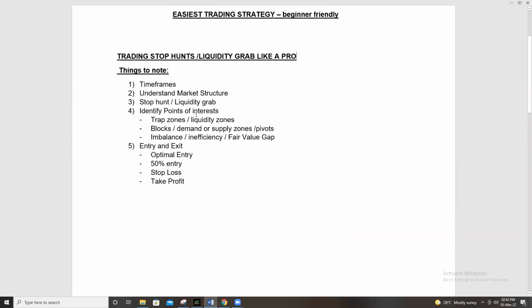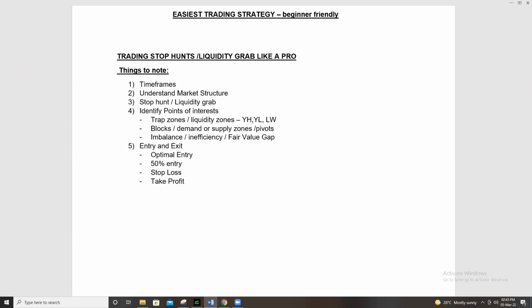Then we have identifying points of interest. Now, when we talk about points of interest, these are the trap zones or the liquidity zones. Now, liquidity zones or the trap zones, these are the swing highs. This can be yesterday's high, can be yesterday's low. Remember, yesterday meaning the previous day. If you're a beginner, yesterday, it's the previous day. Yeah? Yesterday's high, yesterday's low.